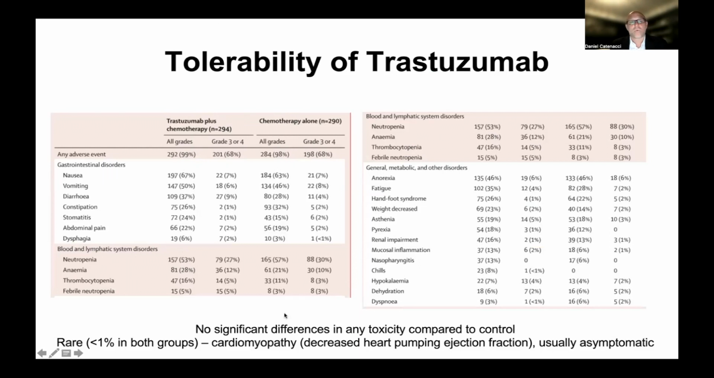There is some rare toxicity of the heart called cardiomyopathy, and that's decreased heart pumping ejection fraction. It's very unlikely to be symptomatic in my experience in the last 15 years. It's very rare to have any symptoms. Occasionally, because we routinely check these every several months with a heart ultrasound to see how the pumping function is going, we see it drop a little bit, but patients don't feel it at all. And we hold the drug for a few cycles and it recovers, and then we can add it back in.